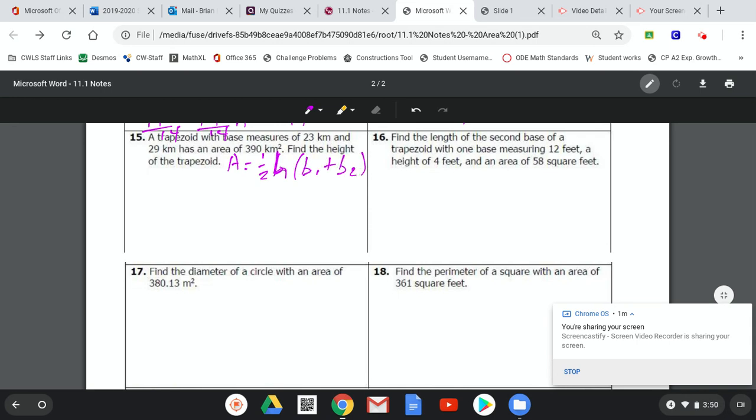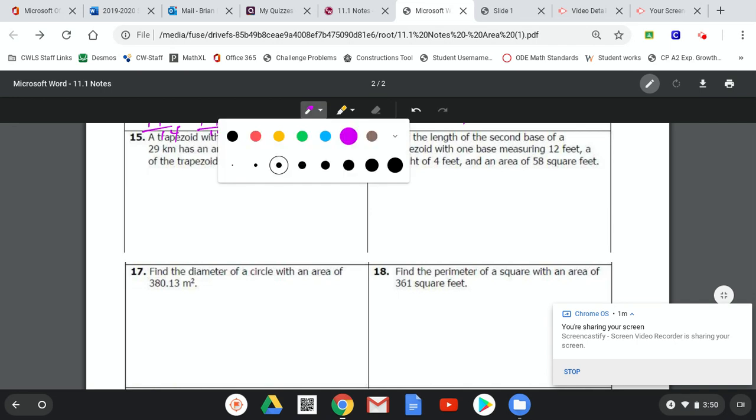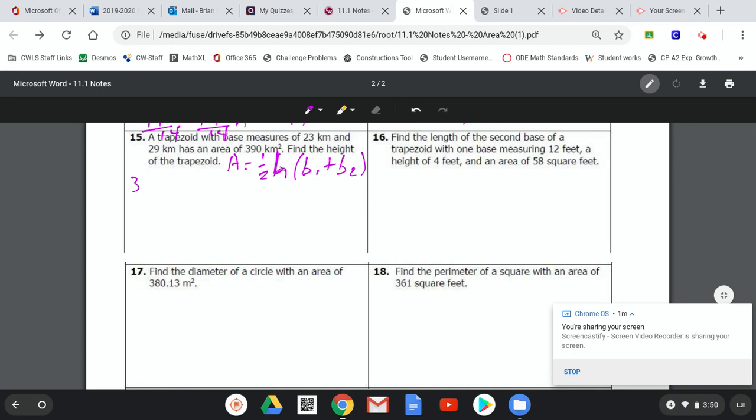So what we're going to do is area equals, and our area tells us here is 390. So we're going to do 390 equals 1/2. And we're trying to find our height, so we leave it in there, and then we have 23 plus 29. Okay? So simplifying the right side of the equation, that is going to give us 1/2 height times 52.